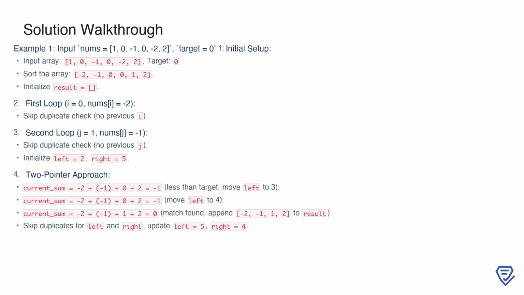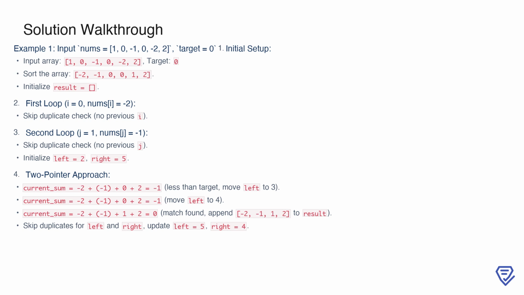To solve the fourSum problem, we start by considering the first example, where the input array is 1, 0, -1, 0, -2, 2, and the target is 0. The first step is to sort the array, which gives us -2, -1, 0, 0, 1, 2. This makes it easier to apply the two-pointer technique later. We also initialize an empty list result to store any quadruplets we find.